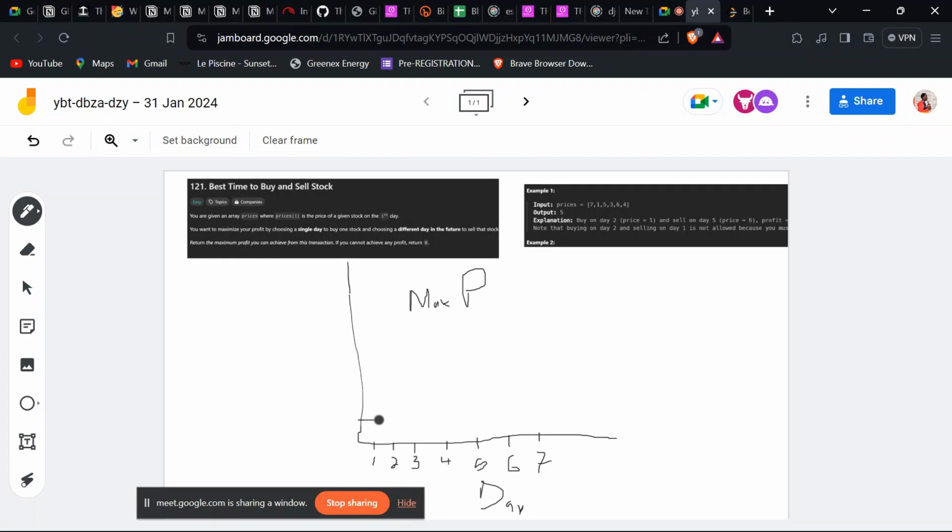So you can see the input prices. We have 7 as the maximum, so I'll just put this: 1, 2, 3, 7. So this is 1, 2, 3, 4, 5, 6, and yeah, that's 7.